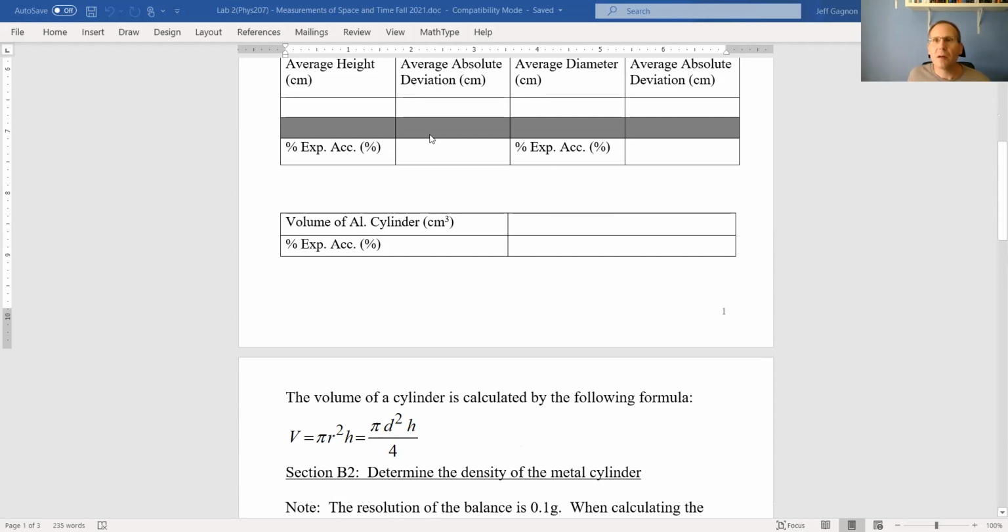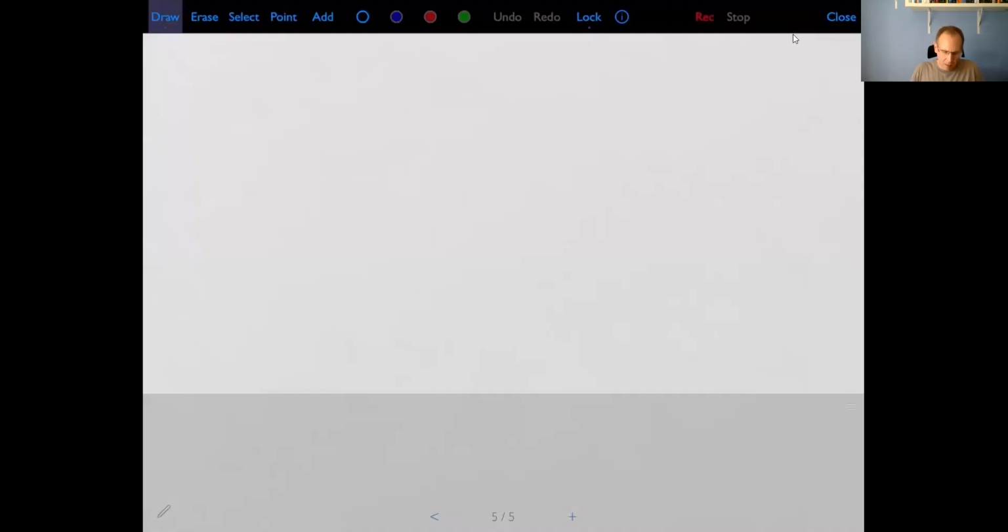Okay, so it turns out the formula for the volume of a cylinder, I'll call it V for volume, is going to be the area of the base, which is a circle, right? So that's pi r squared times the height. But the problem is we're not measuring the radius, we're measuring the diameter, right, of that aluminum cylinder. So how does diameter relate to radius? Well, the diameter is twice the radius.